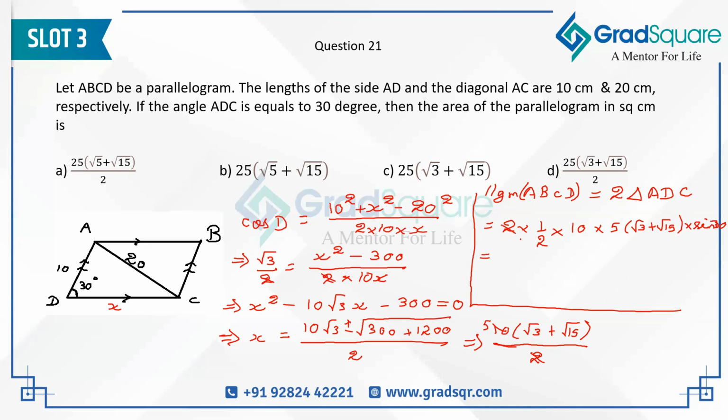Now sine 30 is half. So I'll get 50 into (root 3 plus root 15) by 2, which if we cancel out, we'll get the answer as 25 into (root 3 plus root 15). So the answer to this question will be option C, 25 into (root 3 plus root 15). That is the answer to question number 21 of CAT Slot 2 2021 paper.